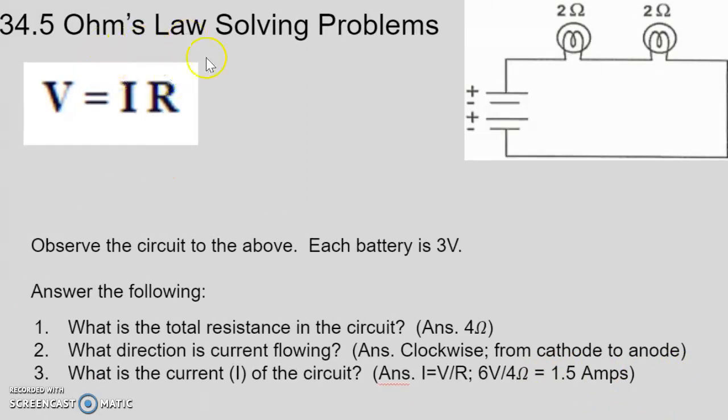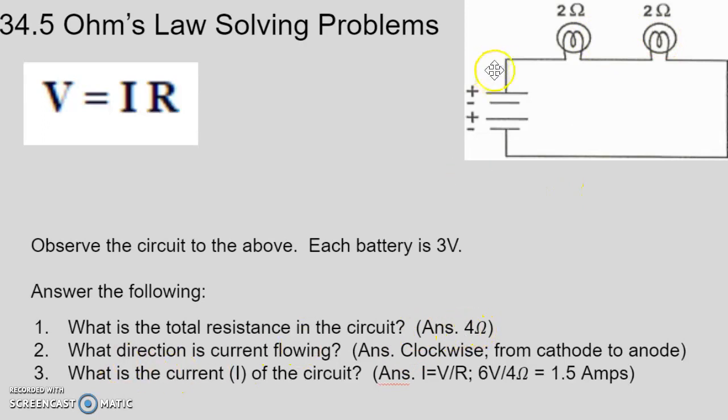Let's do one more. Once again, Ohm's law, we're solving problems. I have a new picture for you. So let's say each battery is 3 volts. Notice I have 2 different batteries, so I have 6 volts total. It says each battery is 3 volts. So what's the total resistance? Well, I have 2 ohms here, 2 ohms here. I have a total of 4 ohms.